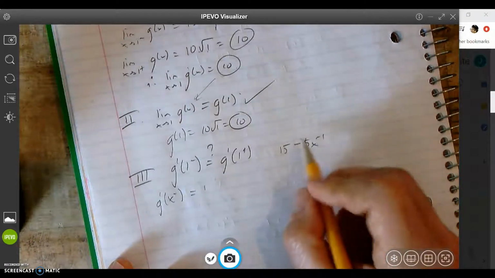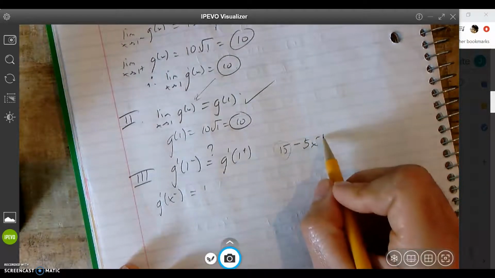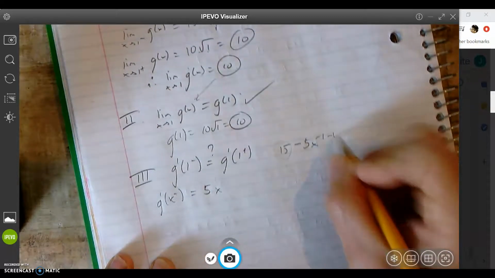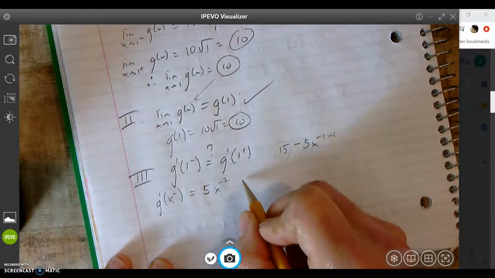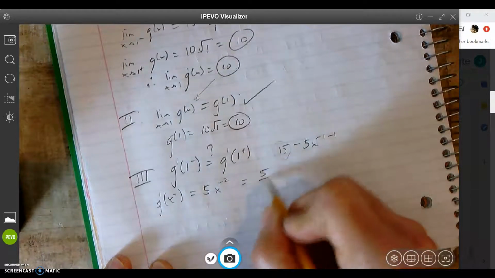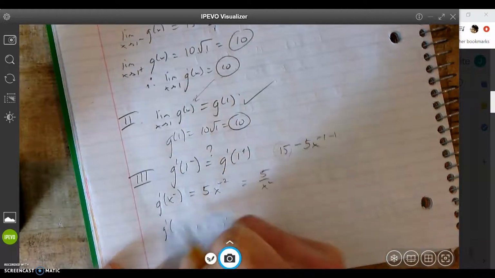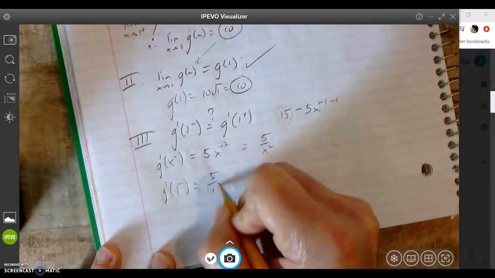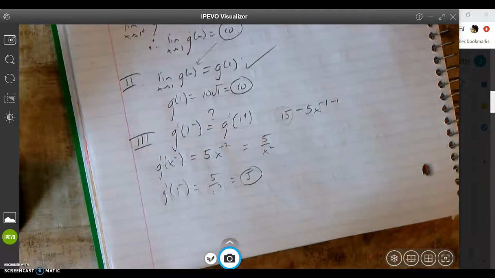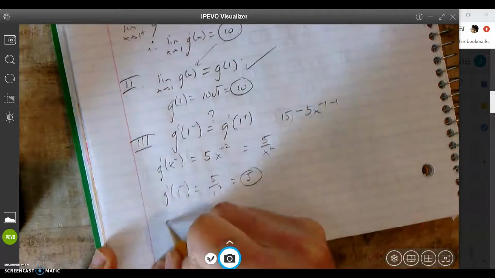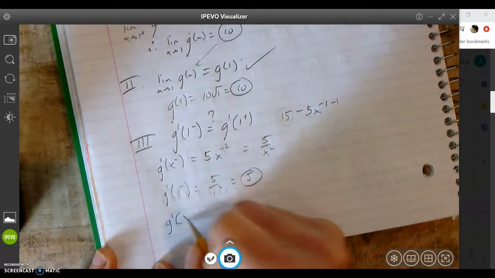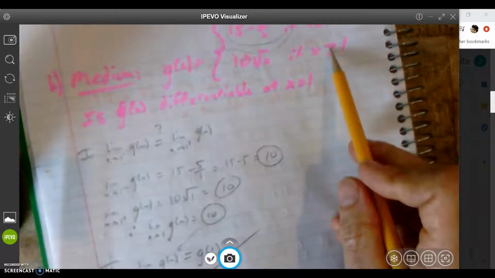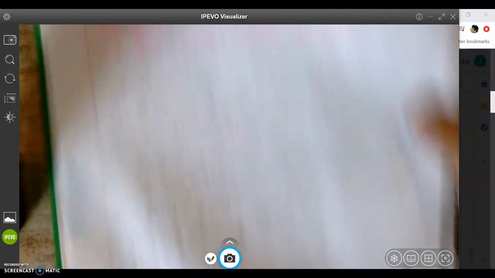Then I can find the derivative. The derivative of 15 is 0. Negative 1 times negative 5 is 5, and subtracting 1 from the exponent gives x to the negative 2, which is 5 over x squared. When you plug in 1 there, you have 5 over 1 squared, which is 5. That's the slope coming from the left. Now the slope coming from the right. Coming from the right, x is greater than 1, so that's 10 radical x.